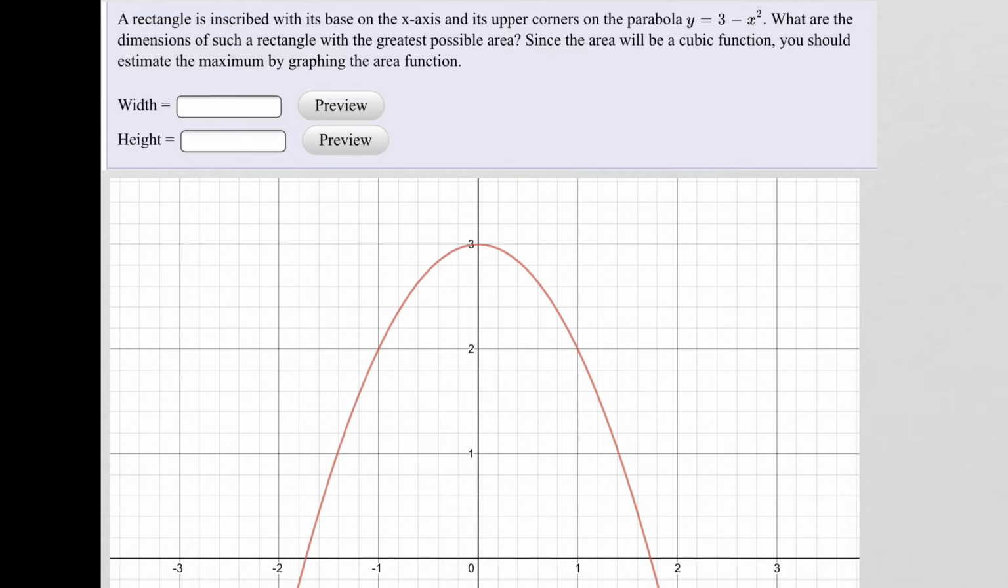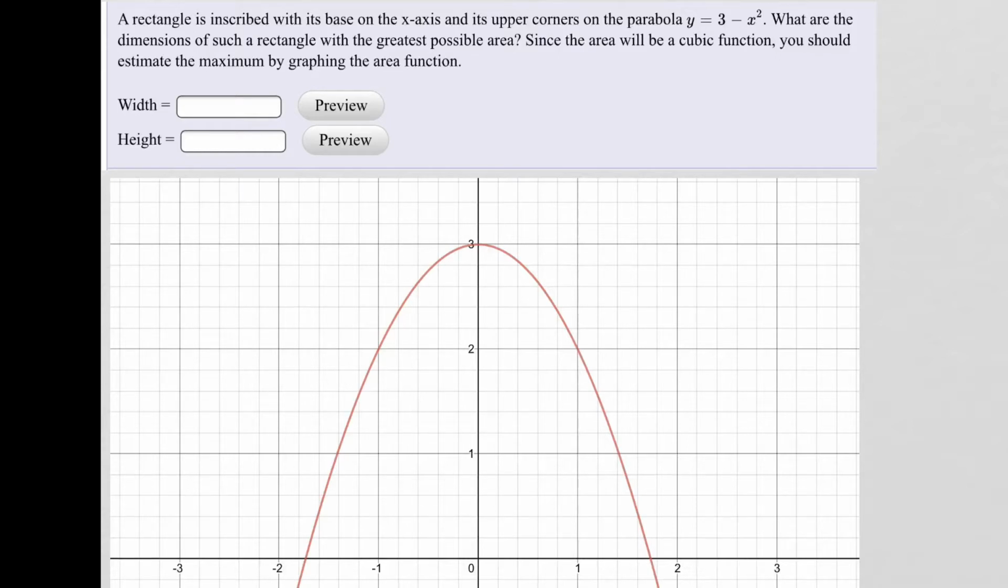So this is a question that several students have been asking about. So I figured I'd just do a video solution to it to show you guys how to do this particular problem. It says a rectangle is inscribed with its base on the x-axis and its upper corners on the parabola y equals 3 minus x squared. What are the dimensions of such a rectangle with the greatest possible area?